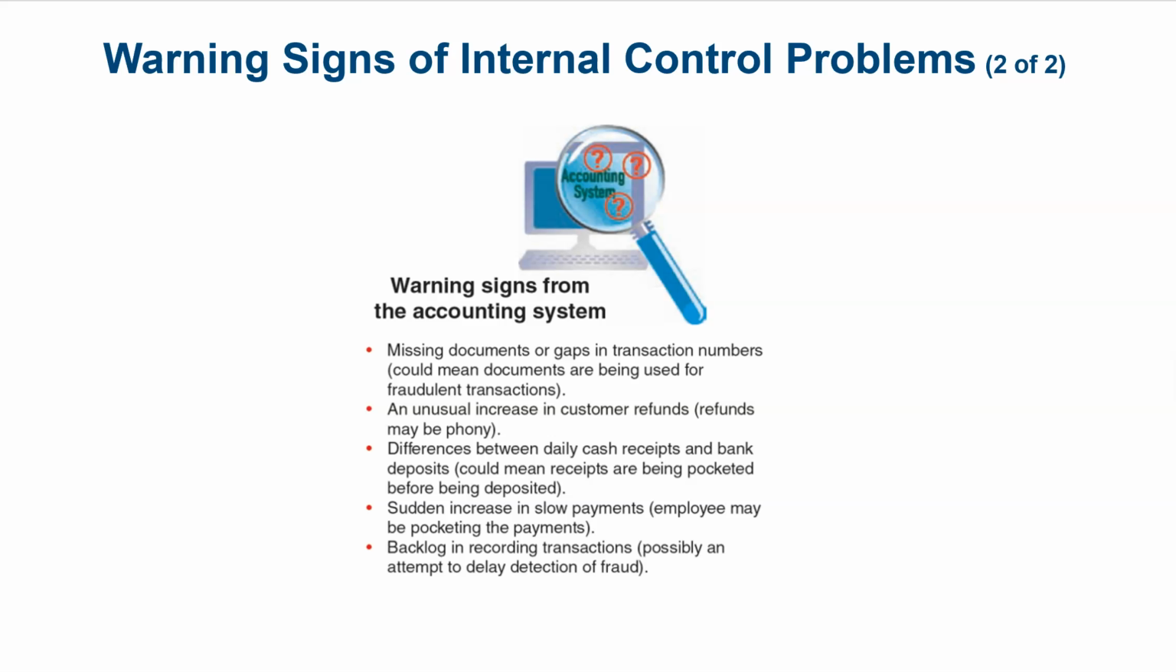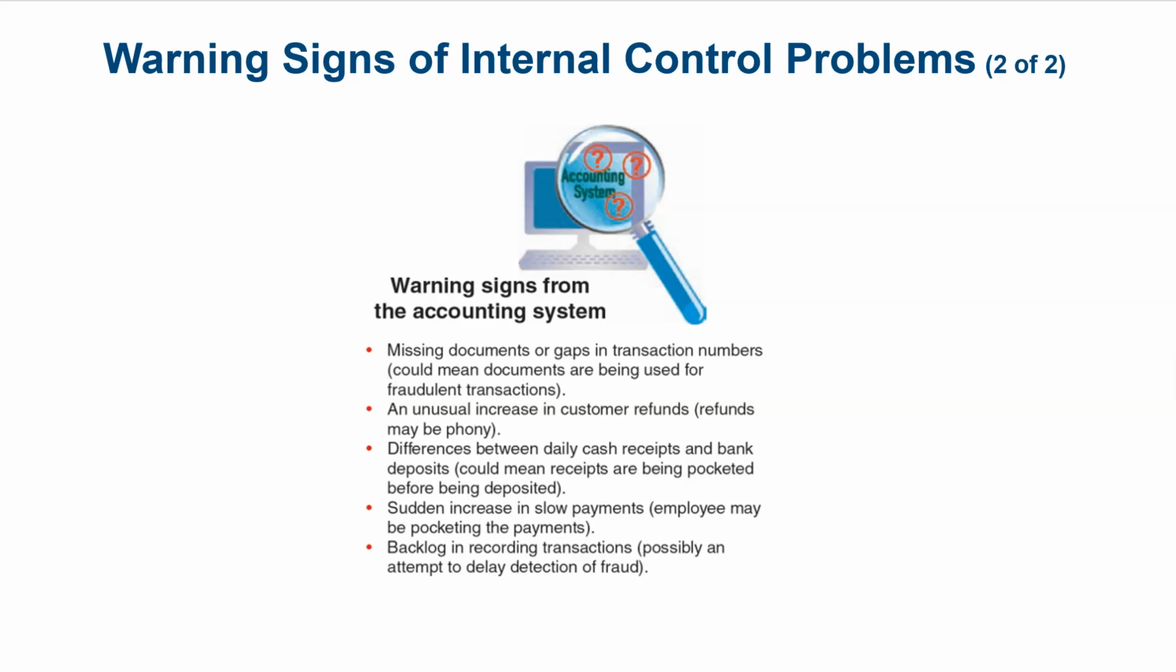So warning signs for the accounting system would be if you have missing documents or gaps in transaction numbers. It could mean that a document was used for fraudulent purposes. In other words, you made up a dummy invoice that wasn't actually there, or you threw away an invoice. You gave a copy to the customer, pocketed their money, and then threw away the invoice so that it wouldn't get put into your system.